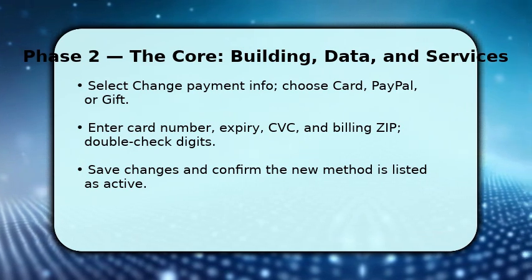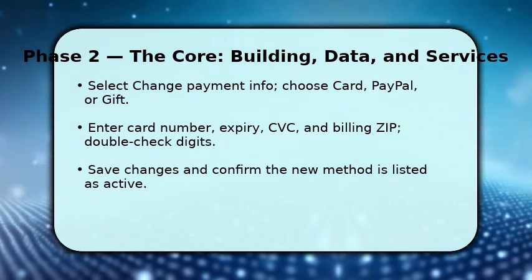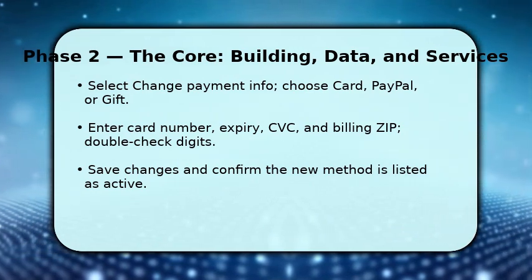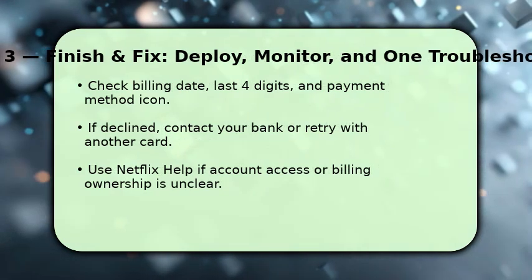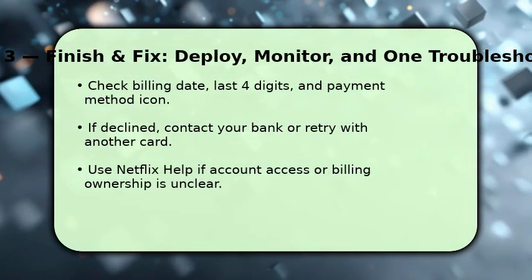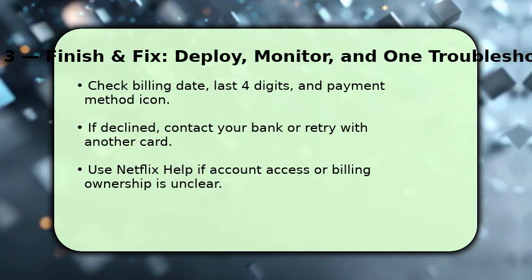Once done, hit Save. You should see the new method as active. Make sure the replacement date aligns with your next billing cycle to avoid interruptions. You confirm the update by reviewing the billing date, last 4 digits of the card, and the payment icon so charges go to the right source.